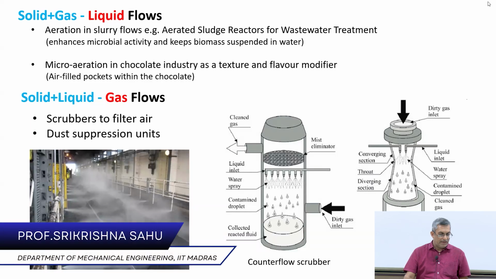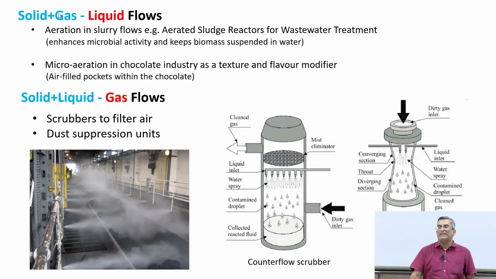So next we will consider multiphase flows where more than two phases are involved. For example, we have solid and gaseous particles in liquid flow. So basically there are three phases present. An example here is aeration in slurry flows, such as aerated sludge reactors for wastewater treatment.